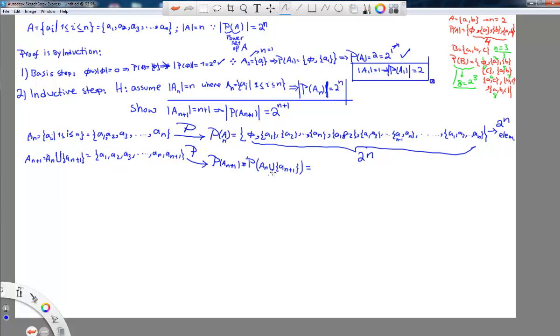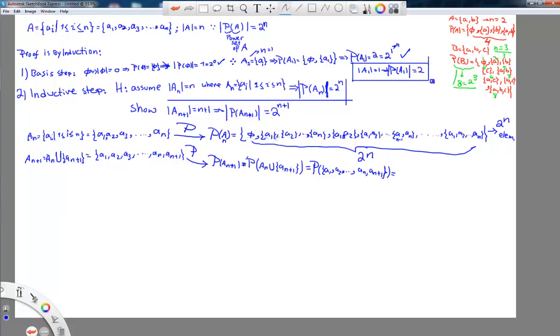Okay, so what this means is that now in this guy, the power set here is going to be the power set of a sub 1, a sub 2, a sub n, a sub n plus 1. Right? So I already know what power set of A sub n is. It's basically all these guys, right?